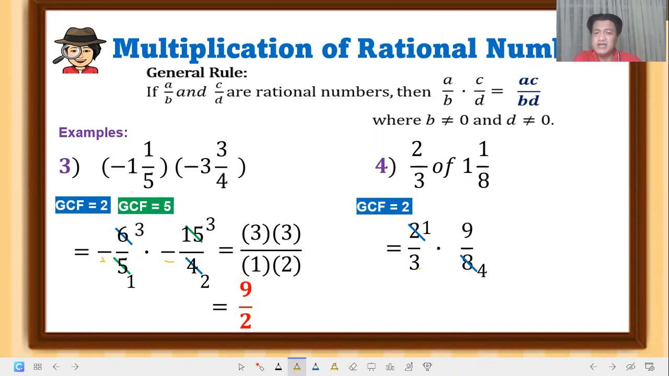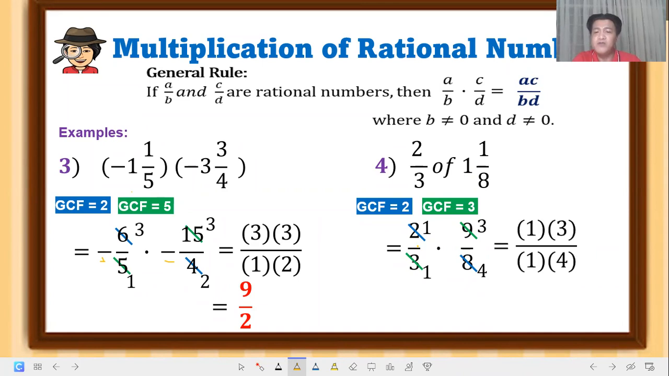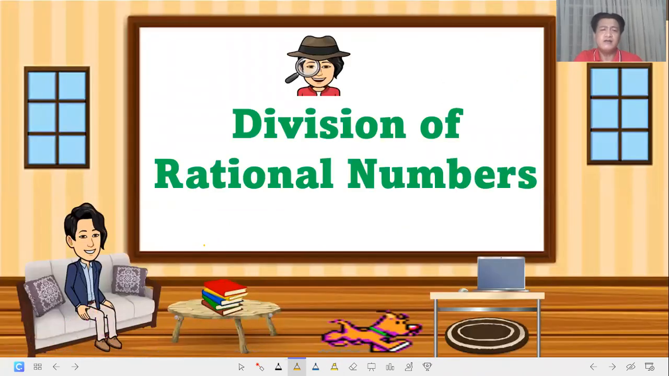Dito naman sa 9 tsaka 3, di ba? Meron silang common. Divisible both by 3 or GCF. Kaya 9 divided by 3, 3 na lang yan. And 3 divided by 3, that is 1 na lang yan. Yung natira, yun na lang yung multiply natin. What is 1 times 3 over 1 times 4? Yun na po yung final answer natin. Kasi wala na po siyang common. Okay, so with that, let's proceed.